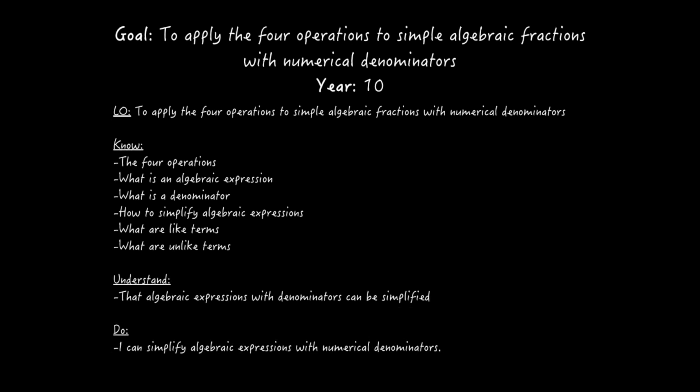You need to know the 4 operations: what is an algebraic expression, what is a denominator, how to simplify algebraic expressions, what are like terms, and what are unlike terms. You need to understand that algebraic expressions with denominators can be simplified, and you should be able to simplify algebraic expressions with numerical denominators. What is an expression?